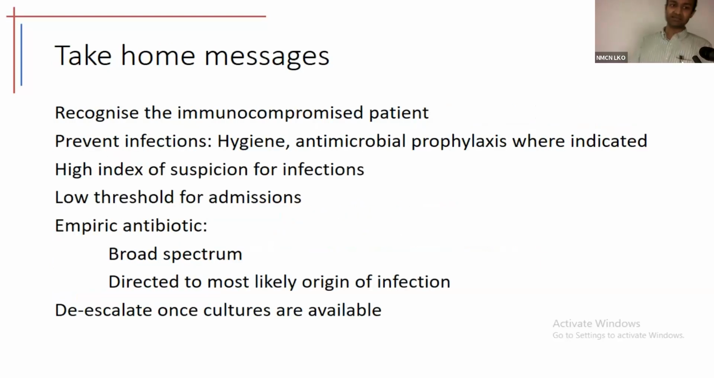So take-home messages. First and foremost, recognize the immunocompromised patient. If you don't succeed at that step, you'll never pick up an infection, right? So remember that list of immunosuppressed patients that you're likely to encounter. Prevent infections as far as possible. Hand hygiene, antimicrobial prophylaxis where indicated. Maintain a high index of suspicion for infections and a low threshold for admissions when they're immunosuppressed. Empiric antibiotics that are broad spectrum, all the while being directed to the most likely origin of infection, and de-escalate once cultures are available. So common sense things, right? These are all common sense things. Thank you. That's all.